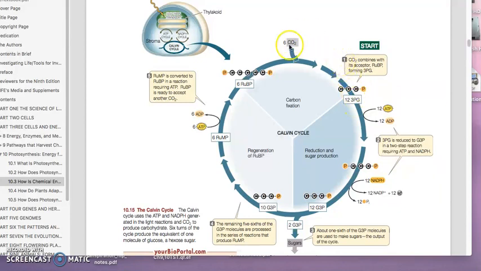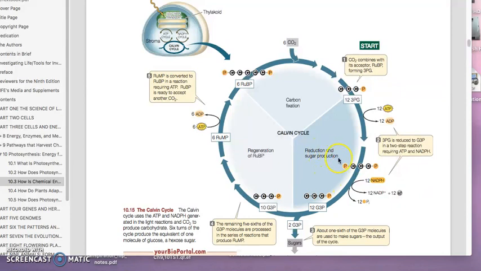So we've got carbon being fixed or transferred into a different substance called 3PG. This part of the Calvin cycle is called carbon fixation. So it's carbon dioxide plus RuBP with the enzyme Rubisco forms 3PG. Then 3PG is reduced to G3P.